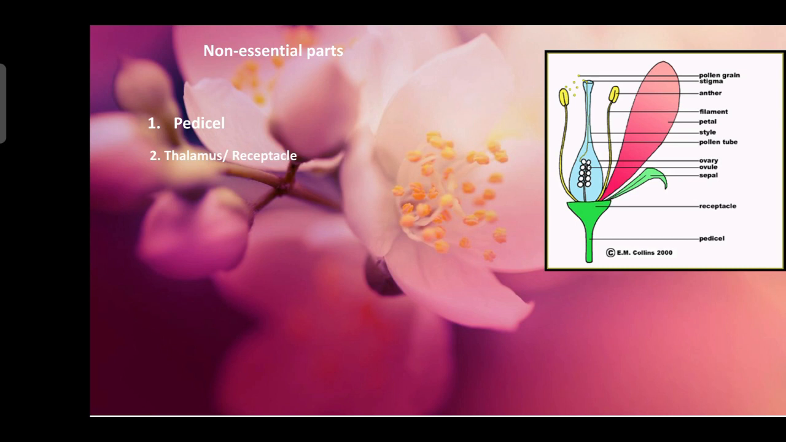So where do you find this thalamus part? How does it look and where is it? The thalamus is a swollen part. It is swollen, present above the pedicel. So thalamus is a swollen part present above the pedicel. The third is the calyx.